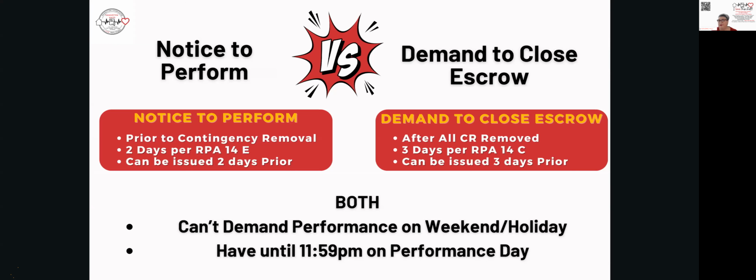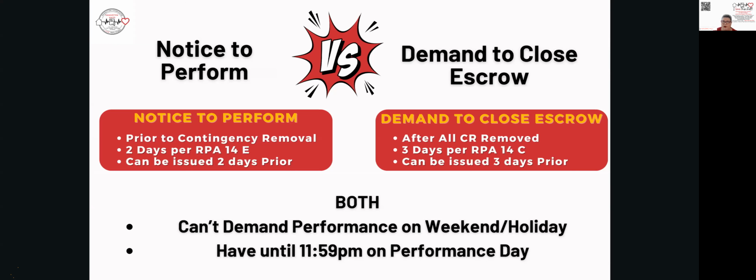It's set. It used to be, back in the day, for those of us who remember when we only had 8-page contracts, people could put hours and it was 72 hours. And then it switched to days and suddenly we had a 72-day contingency notice to perform. That was crazy. So it is default 2 days, and you cannot demand performance on a weekend or a holiday.